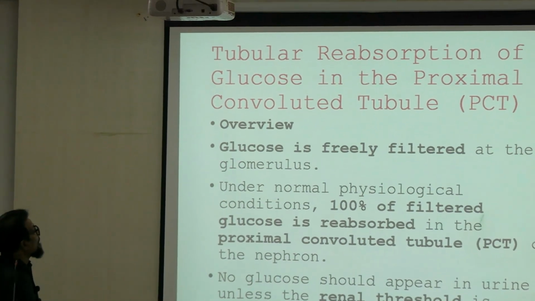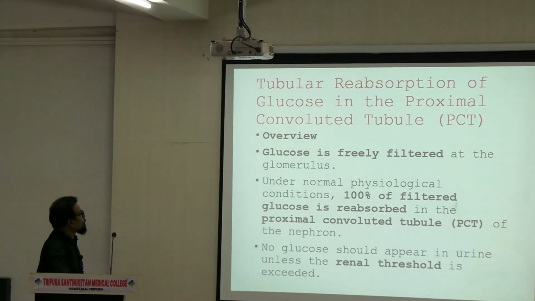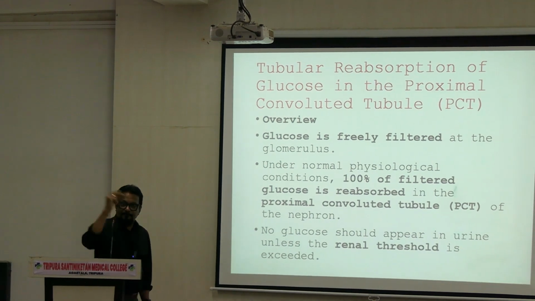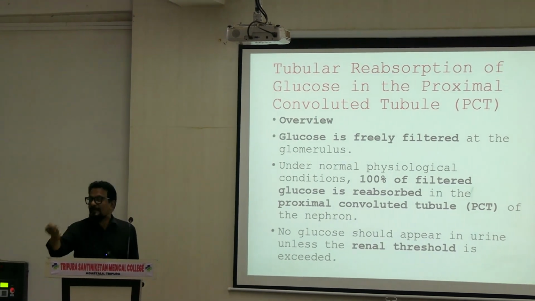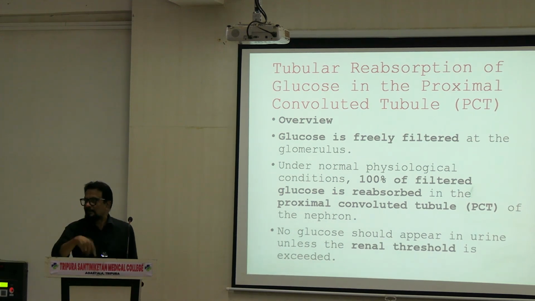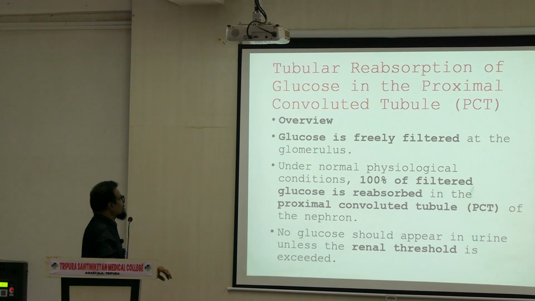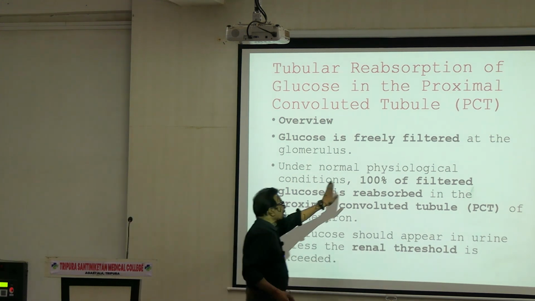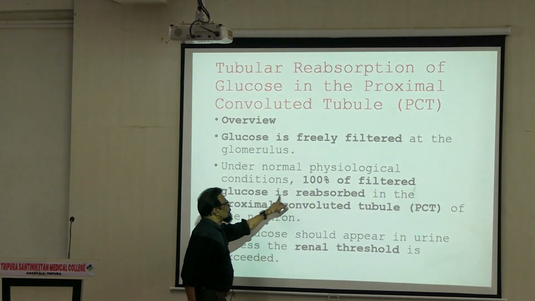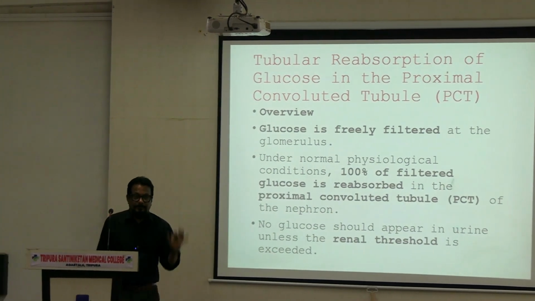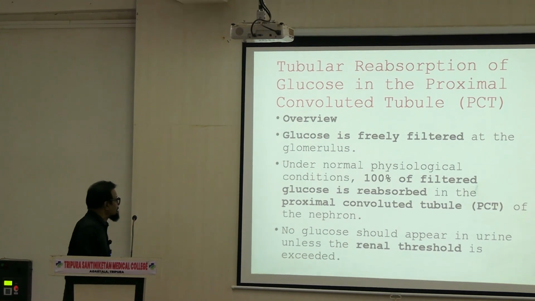Reabsorption of glucose, an overview. Glucose is freely filtered at the glomerulus. There is no problem in filtering because its size is very small, smaller than the pore sizes, and it is not negatively charged, so it can easily filter. Under normal physiological conditions, 100% of the filtered glucose is reabsorbed in the proximal convoluted tubule. Always try to remember this.